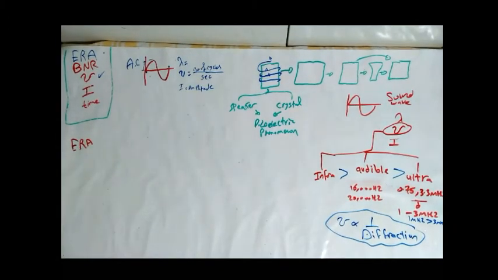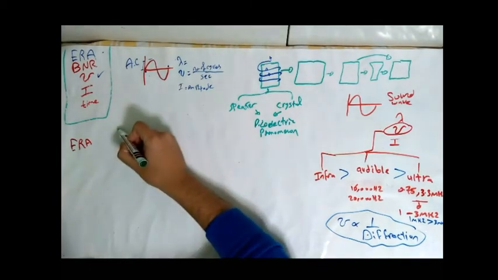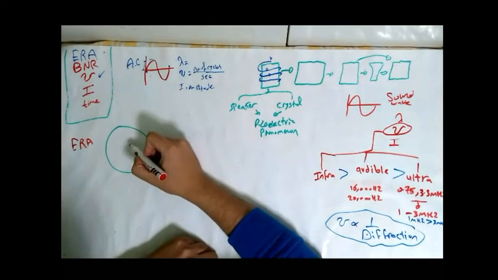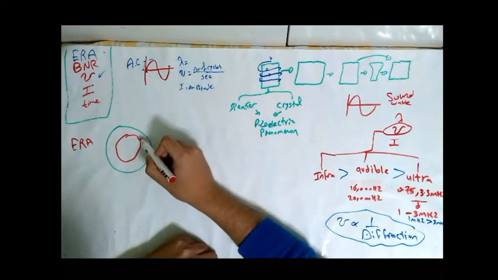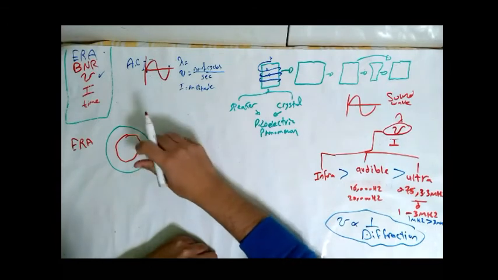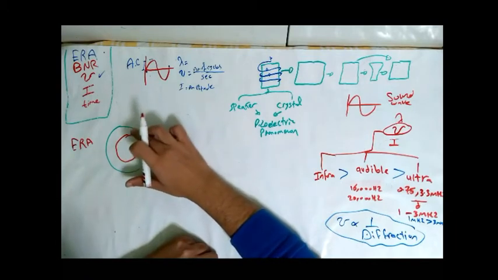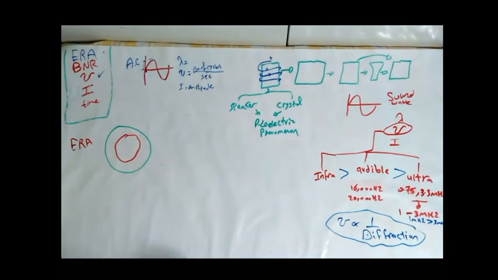So if this is the transducer head, the effective radiating area would always be smaller than the transducer head, because not all the transducer head will produce a sound. It is very important to differentiate between effective radiating area and transducer head. Effective radiating area will always be smaller than transducer head.